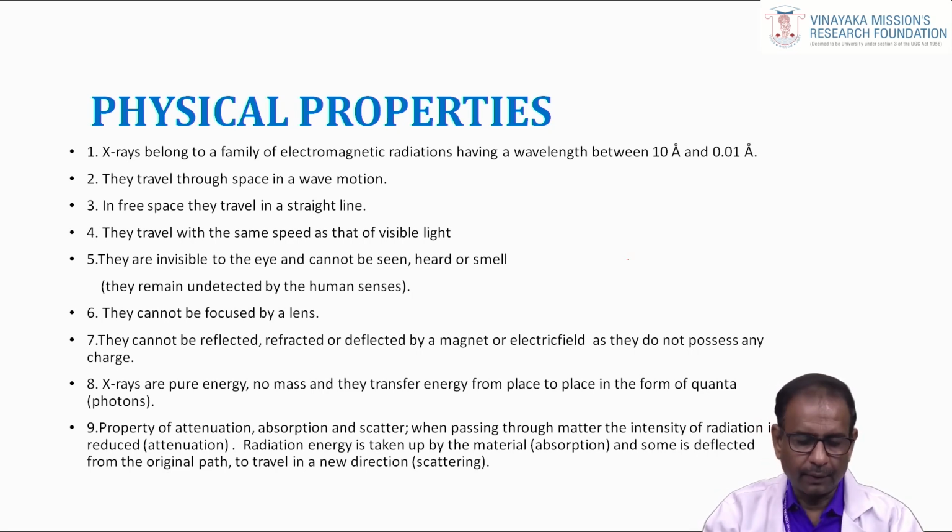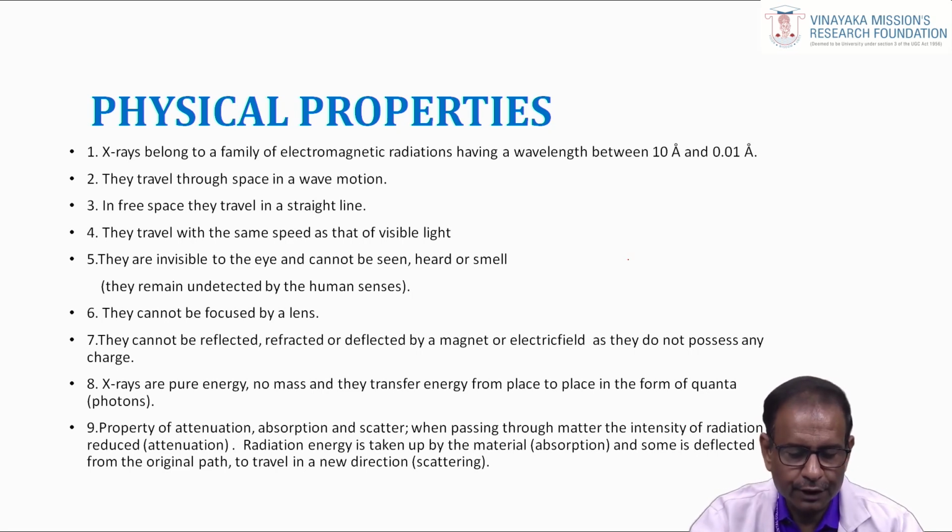There is one important property: the property of attenuation, absorption and scatter. When passing through matter, the intensity of radiation is reduced. That is called attenuation. Attenuation means stopping the X-rays.